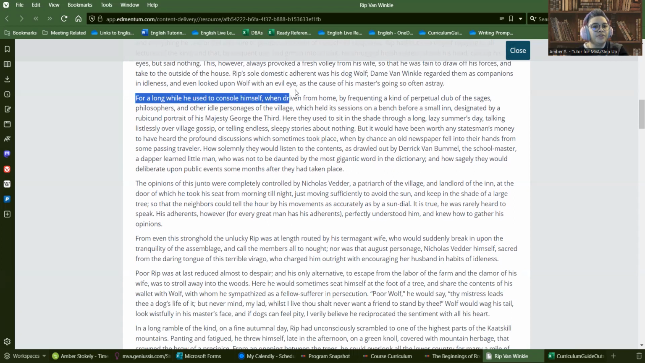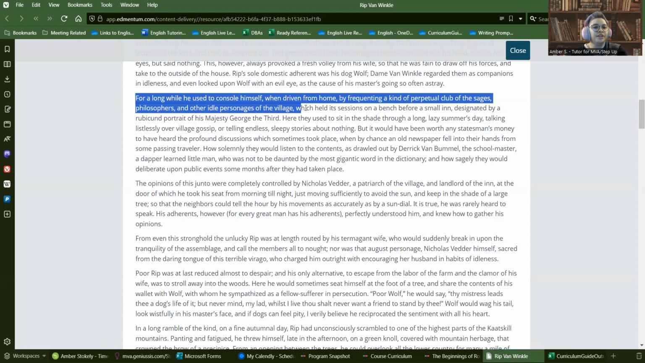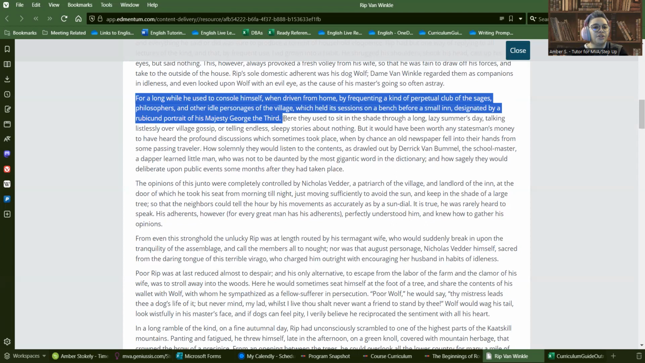For a long while, he used to console himself. Console is to soothe yourself, when driven from home, by frequenting, that means going off to a place often, a type of perpetual club of the sages, philosophers, and other idle personages of the village, which held its sessions on a bench before a small inn designated by a rubicund portrait of His Majesty George III.